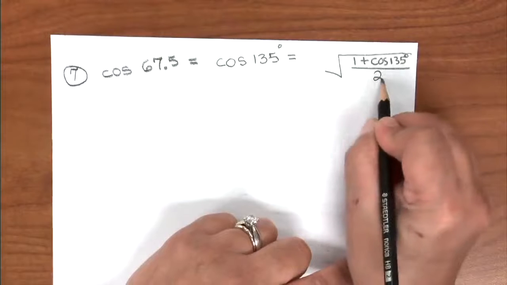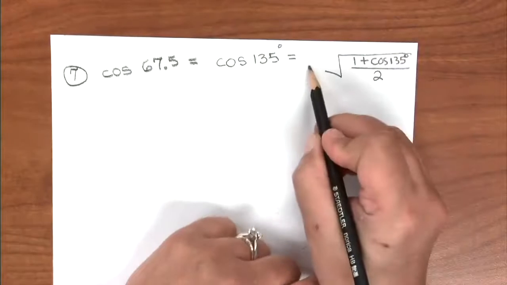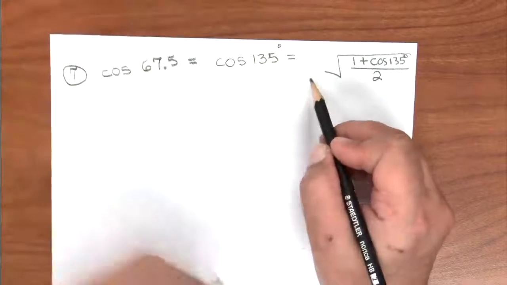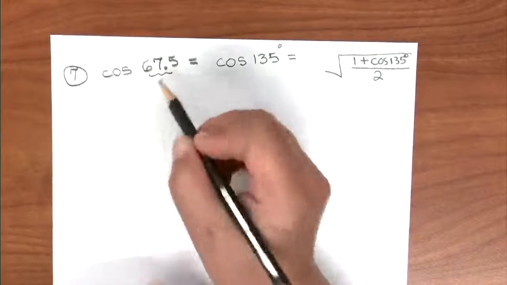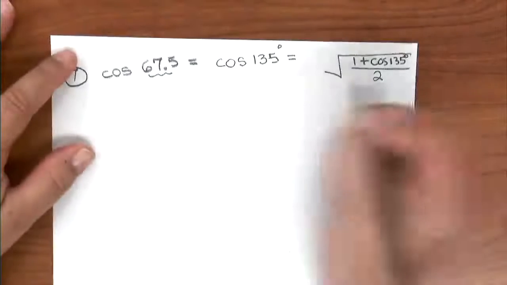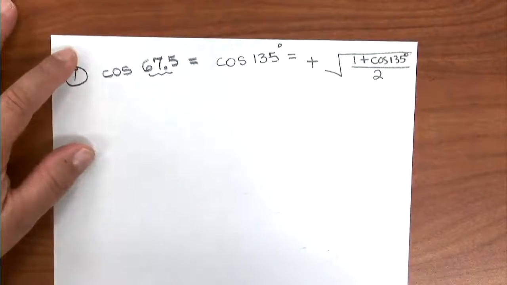And then the 2's down here. And then I believe we need to choose the plus or the minus. Only you don't have to think about theta over 2. This is the theta over 2. So when you're at 67.5, isn't that in quad 1? And isn't cosine positive in that quadrant? So I'll choose positive. Okay, here we go.